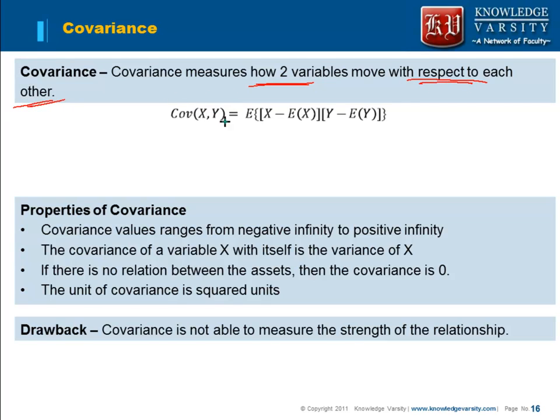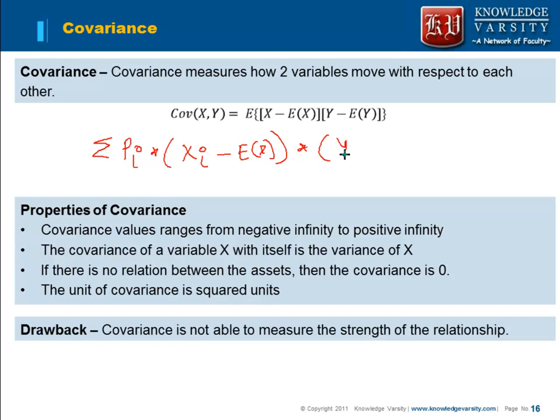So the covariance is actually the expected value of the multiplication of the deviations of the two variables. This is the deviation of the first variable, this is the deviation of the second variable. The expected value of that is your covariance. This formula is a complicated formula, so we can see a simpler one. The covariance is given as the summation of pi into (xi minus Ex), multiplied with (yi minus Ey). This is your covariance formula, right?